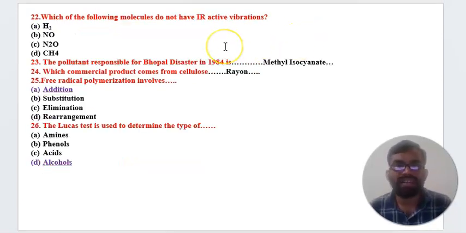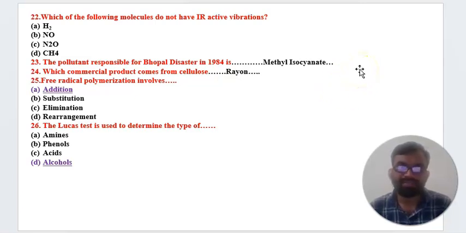And you can see the next one, the 22nd bit. Which of the following molecules does not have IR active vibrations? So here hydrogen is the right answer, as IR activity is not present for hydrogen. Okay. Next, you can see the 23rd: the pollution responsible for the Bhopal disaster in 1984 was because of methyl isocyanate.